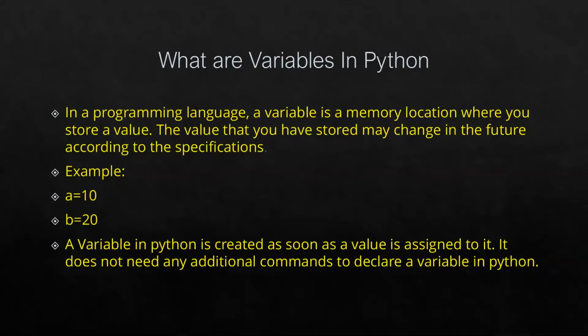And let's start. What is the definition of a variable? In a programming language, a variable is a memory location where you store a value. As I have already taken an example of our account and money, the value that you have stored may change in future according to the specifications. As I said, money can be withdrawn or deposited, and there are many operations in bank accounts, and now our value may get influenced because of the specifications or changes. In the same way, whatever variables we have declared in our program can also be changed according to the specifications we have done.